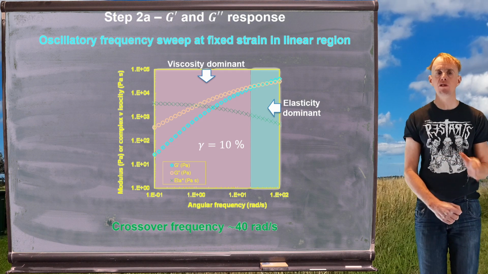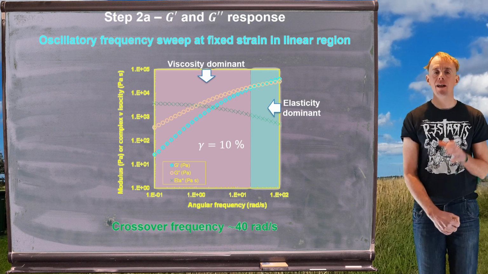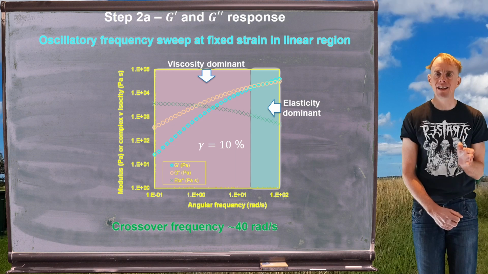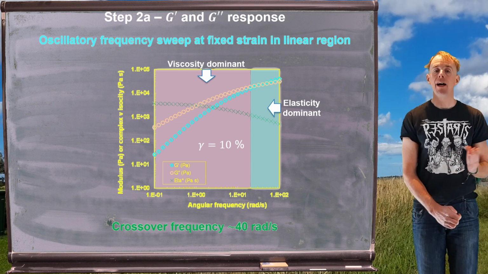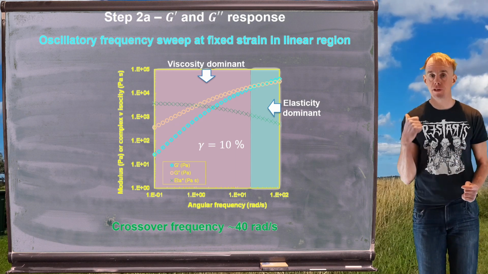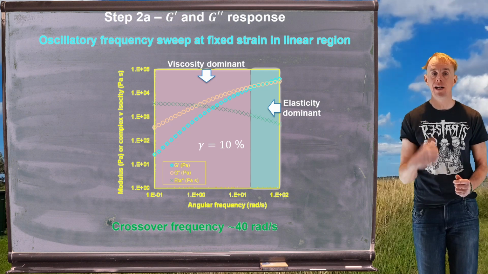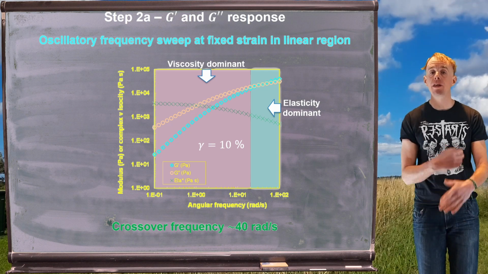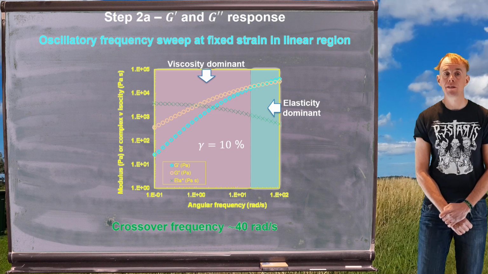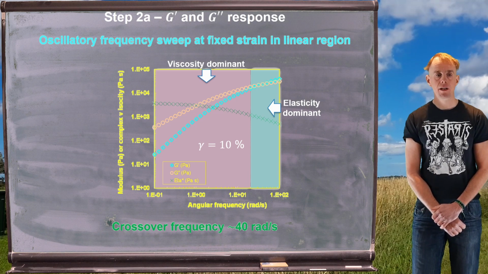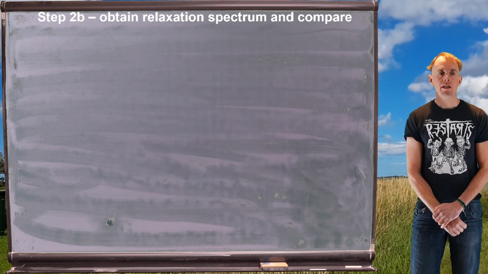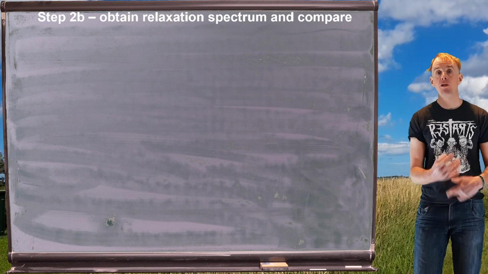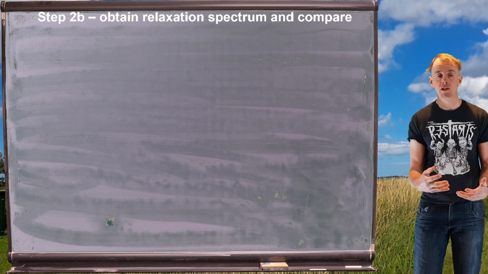So the crossover frequency is roughly 40 radians a second. That is where the viscous modulus and the elastic modulus are equal. And above that crossover frequency, for this polymer, over this range of angular frequencies, we can see that we then get to an elasticity dominated region. Okay, so all very interesting. Now, what we want to do is to start to quantify these data and start to process them.